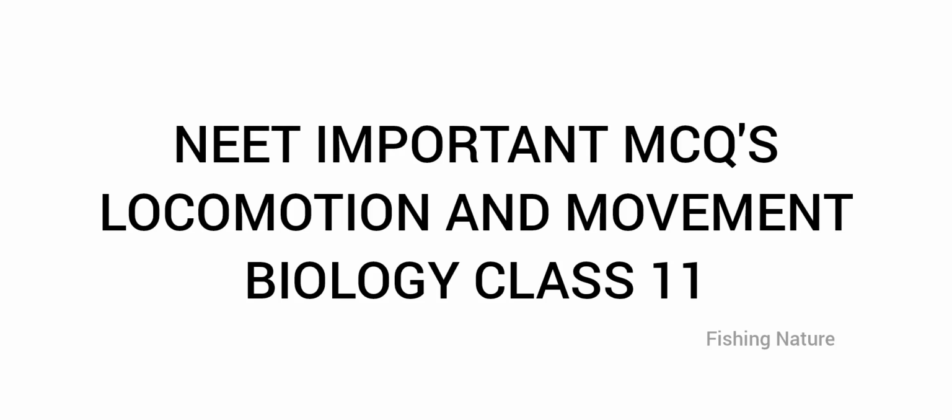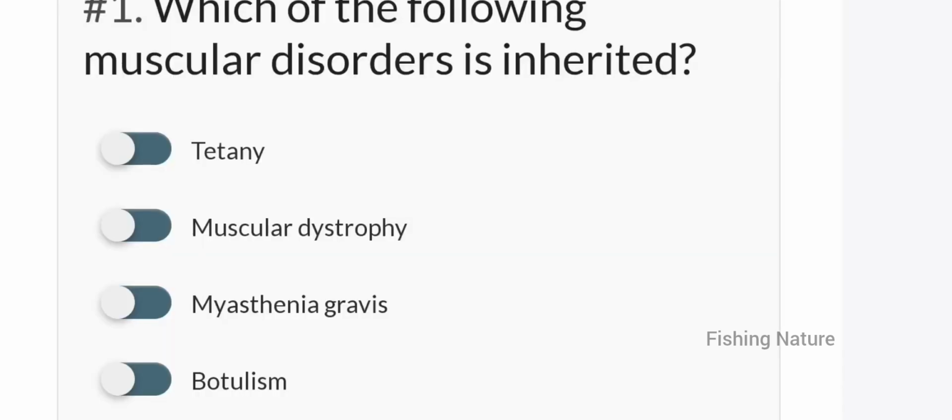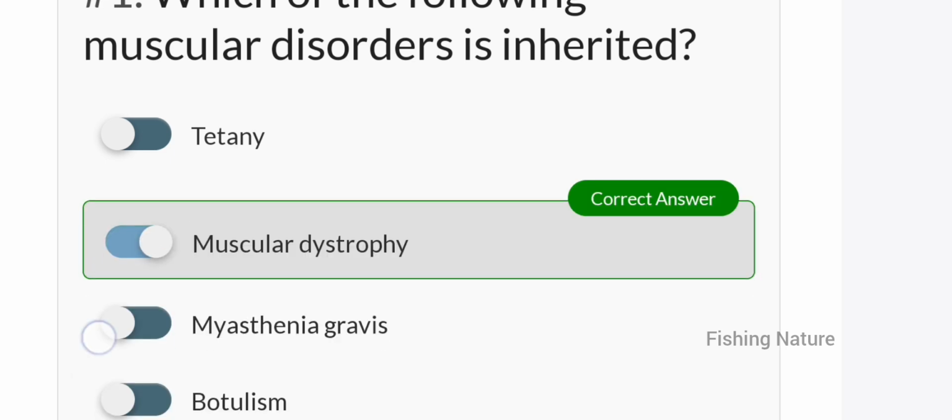Today I am going to explain some important MCQs in locomotion and movement in Biology Class 11. Let's start the questions. Which of the following muscular disorders is inherited? Tetany, muscular dystrophy, myasthenia gravis, or botulism? It is muscular dystrophy.